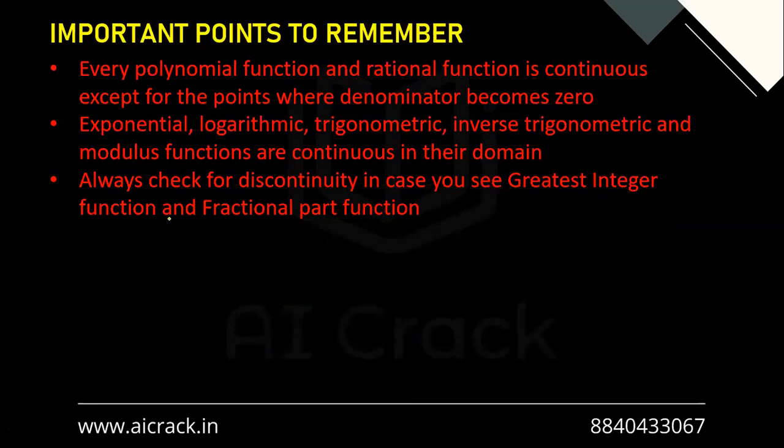Now the third point is always check for discontinuity in case you see GIF and fraction part functions. So let's say take an example, f(x) equals GIF of x divided by x. Now we know that the GIF function is always discontinuous at integers individually. So we'll have to check if this entire function, GIF of x divided by x, is discontinuous or continuous at integer points or not. Make it a habit that whenever you see these functions, GIF and fraction part, make sure that you are checking at the critical points.